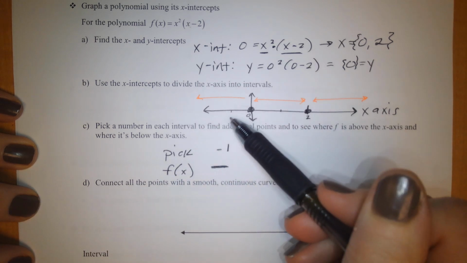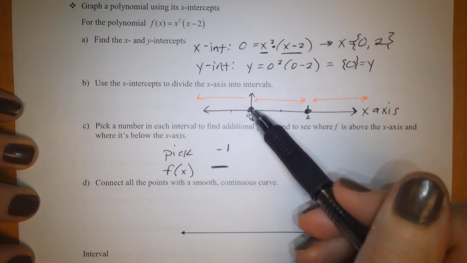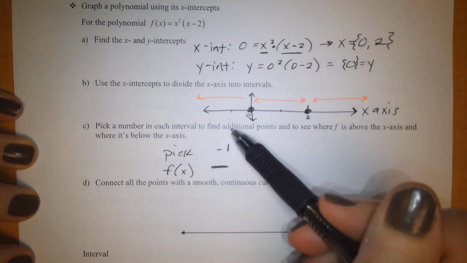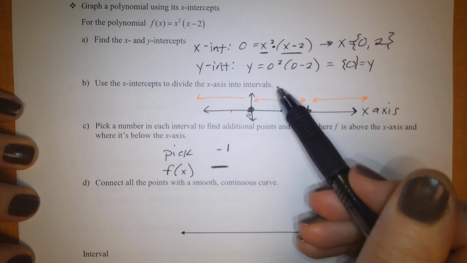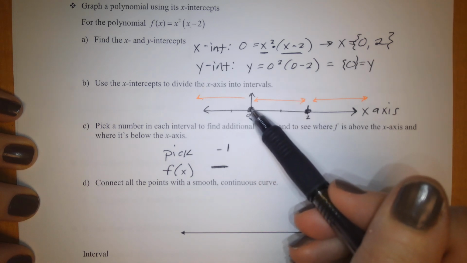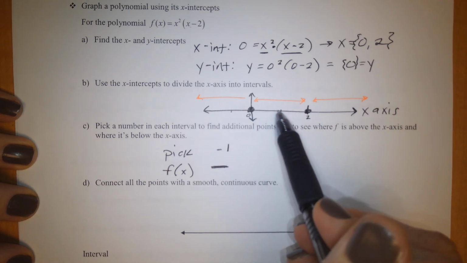So that means I know that my graph is somewhere down here and it's approaching this 0 from the bottom. Now, what is it doing on the other side? Is it continuing to go up, or is it just going to touch that 0 and come back down? That's why we have to test another number in this range.